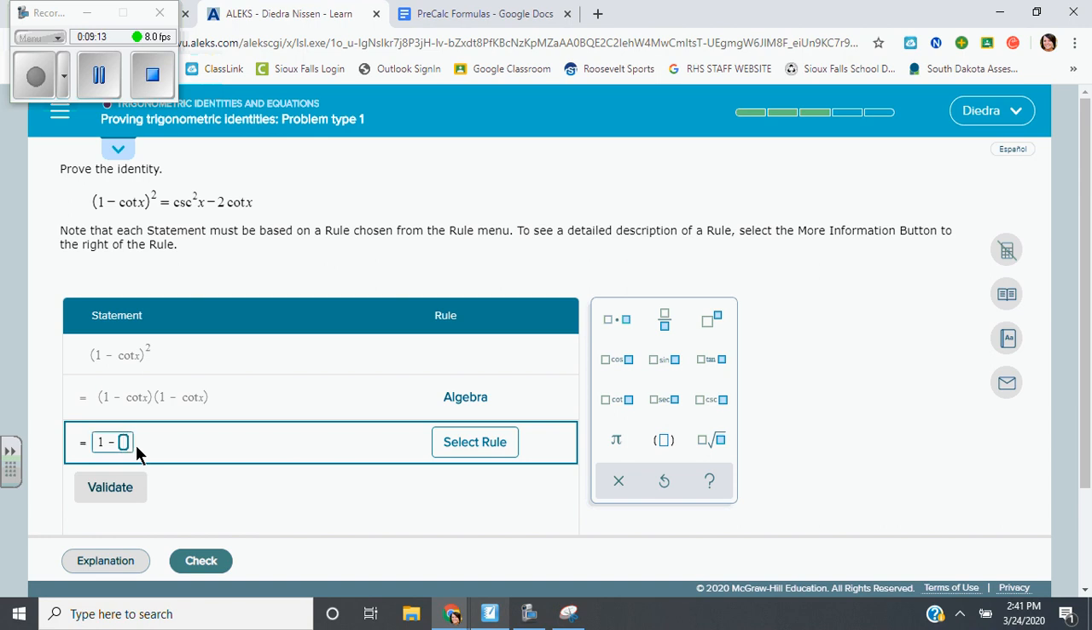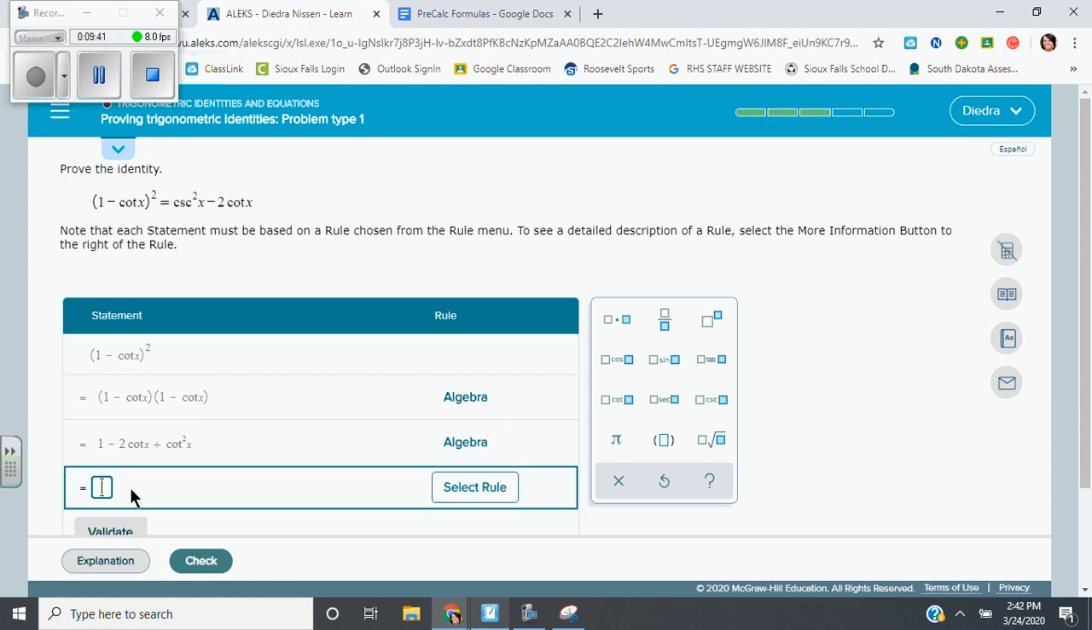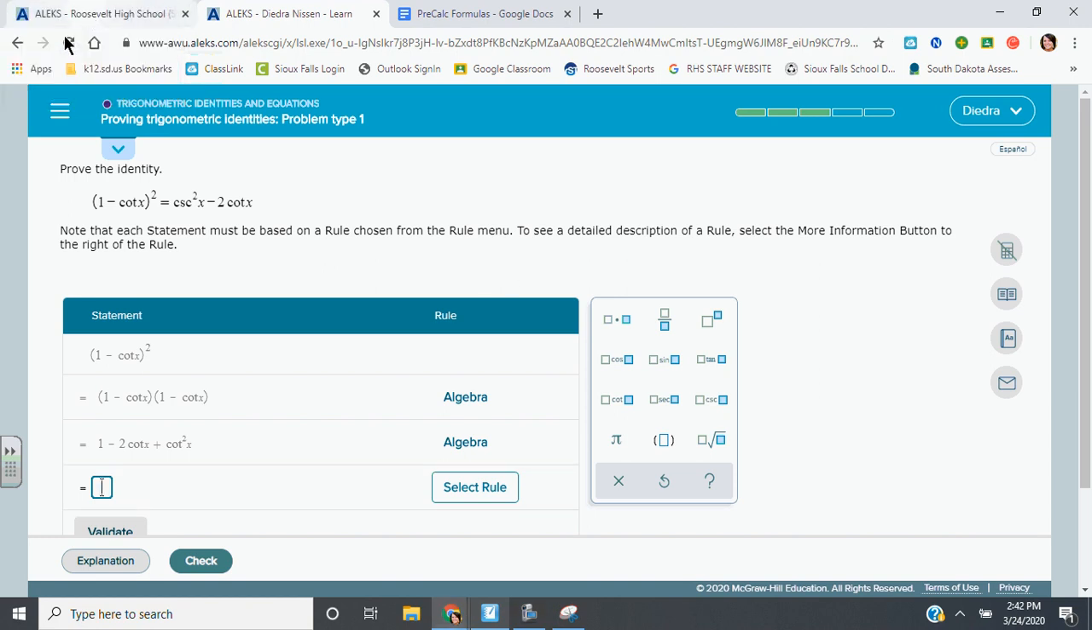So I'm going to just subtract 2 cotangent of x because that's what we're going to have in the middle once we combine those like terms. And then we're going to take negative cotangent times negative cotangent, which is going to give us a positive cotangent squared of x. And then what we just did there again was just algebra by multiplying those together. So we're going to select that, and then we're going to hit validate. Now, for this next step, I'm not sure exactly what they're going to want, but what I do is I see an identity. I see a positive 1 and a positive cotangent squared.